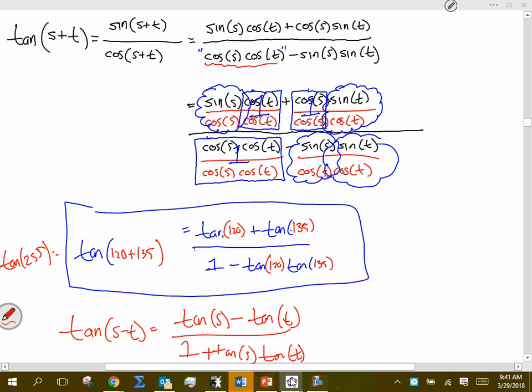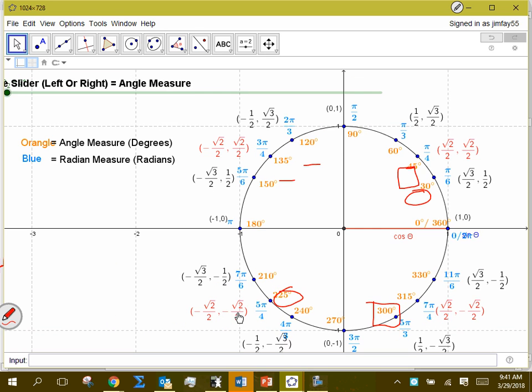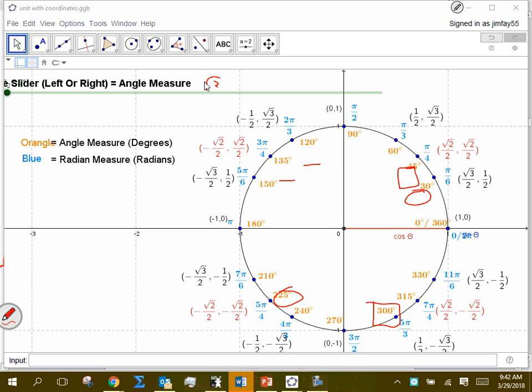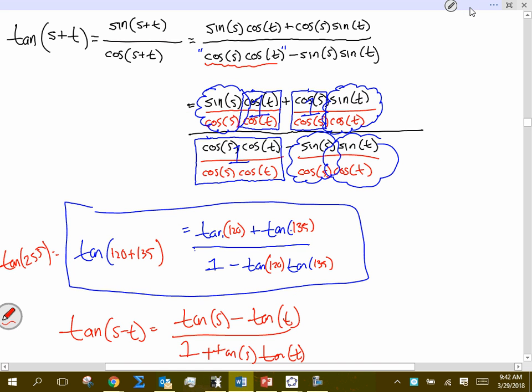If I look at my unit circle for just 120 and do sine divided by cosine, what's radical 3 over 2 divided by negative 1/2? What's going to happen there? The 2 is canceling, left with negative radical 3, right? So tangent of 120 is negative radical 3. Tangent of 135, what's the tangent of 135 if I divide those out? Negative 1. So now we can evaluate this.